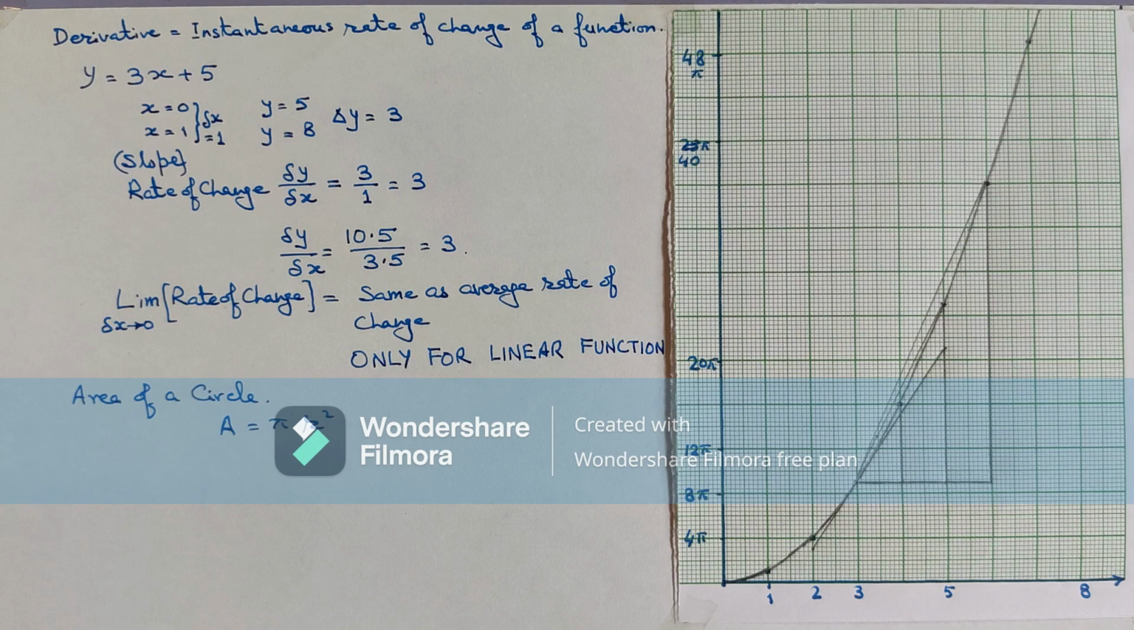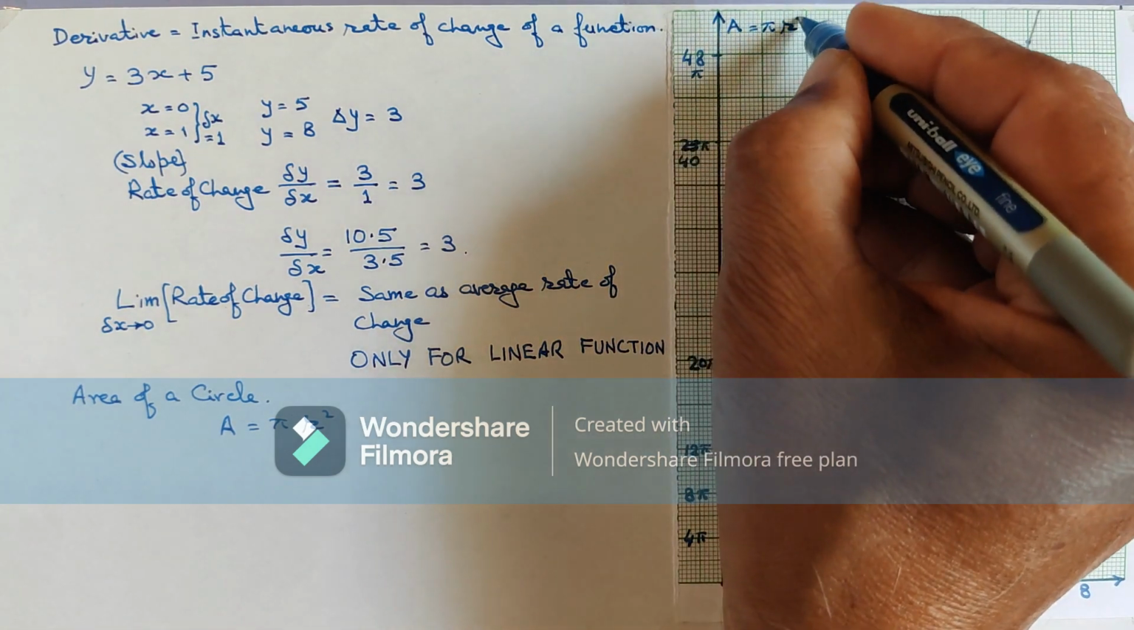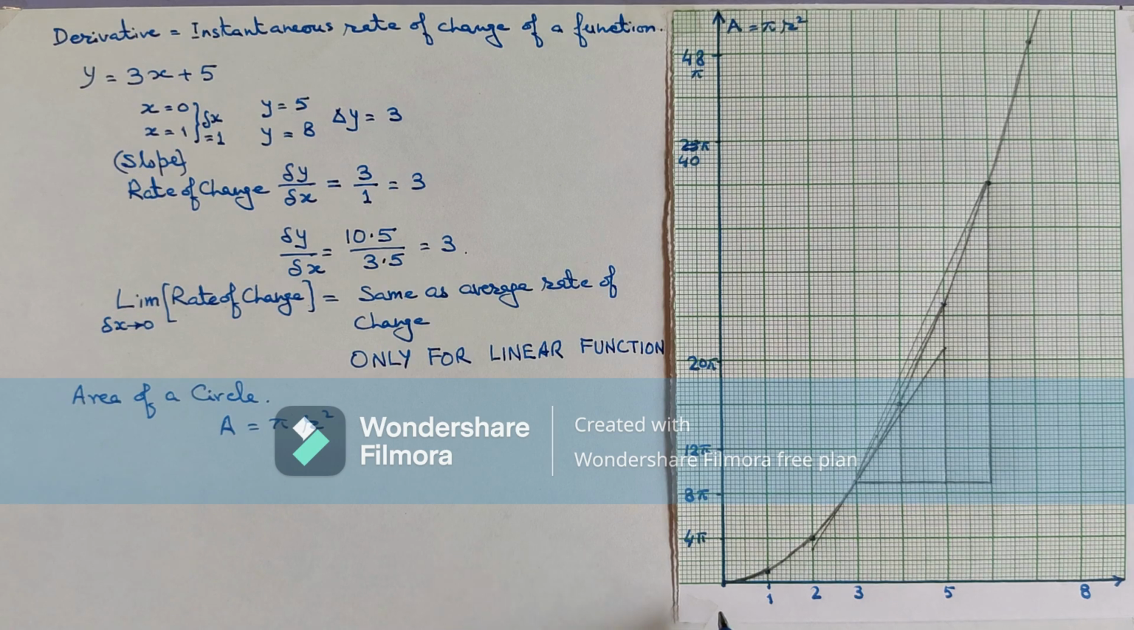So here is a plot of area is equal to pi r square. Area is defined only for positive values of r, and area itself is always a positive quantity. So in this case, the graph does not go towards the negative direction of r or the negative direction of area.